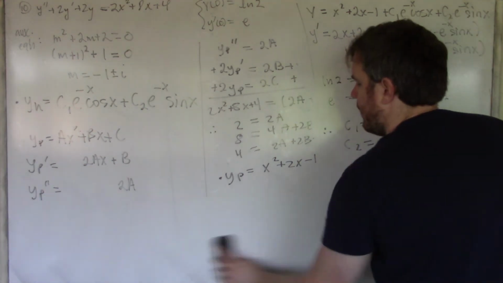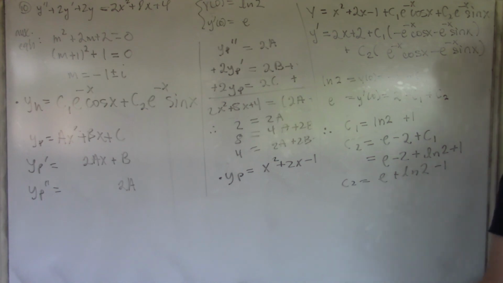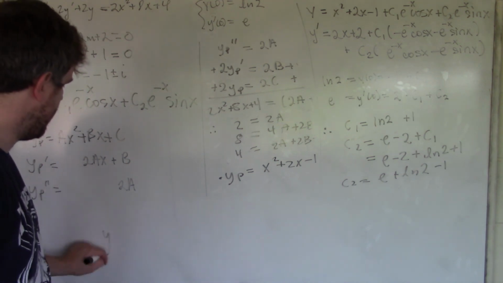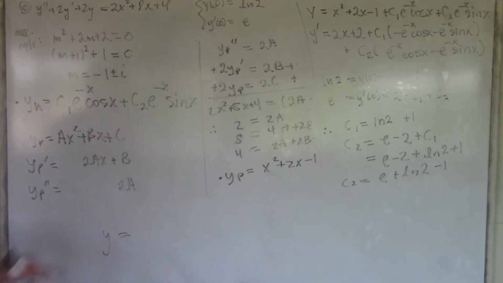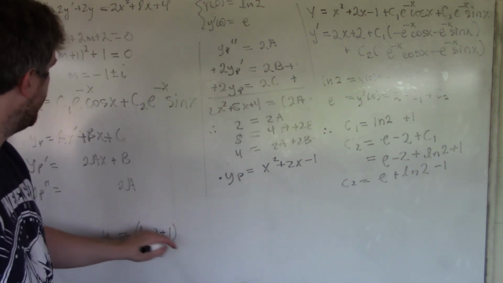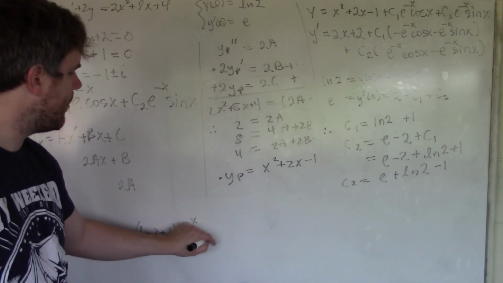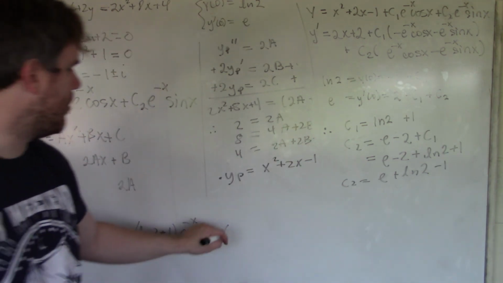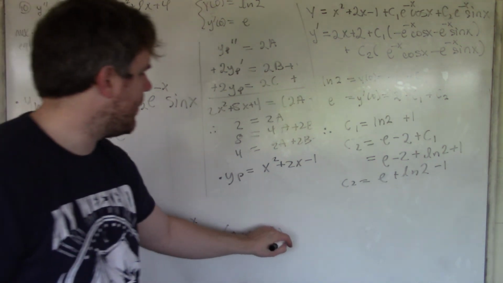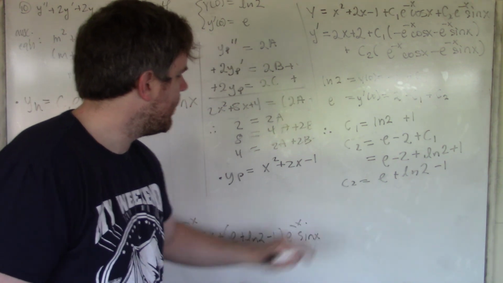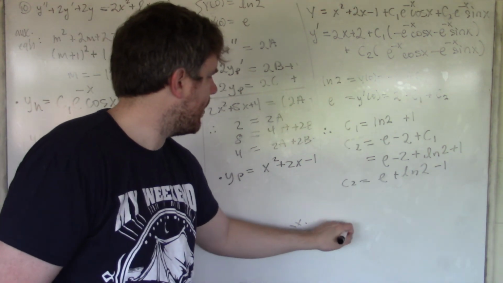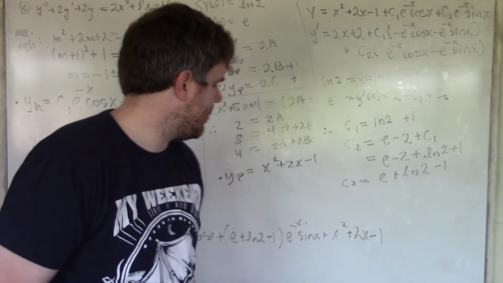So that tells us that the solution of our initial value problem is going to be y equals, well, let's see, c1 is just log of 2 plus 1, so log of 2 plus 1 times e to the negative x cosine x, plus c2, which is this horrible thing, e plus log 2 minus 1, times e to the negative x sine x, plus the particular solution, which is here, plus x squared plus 2x minus 1.